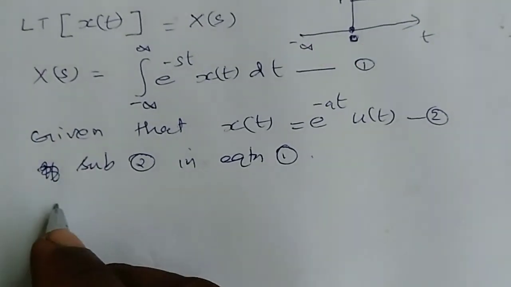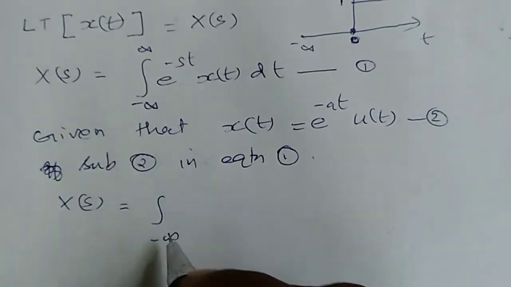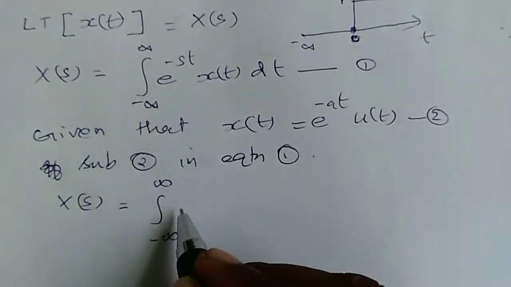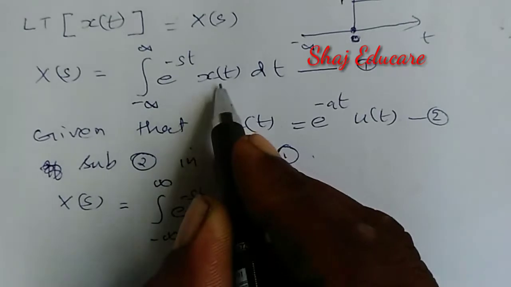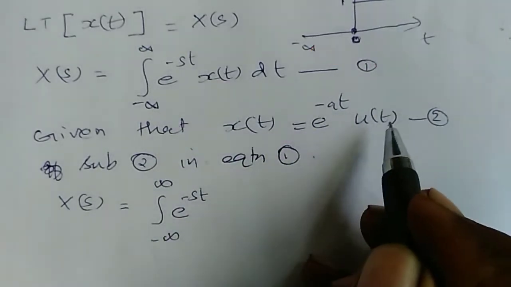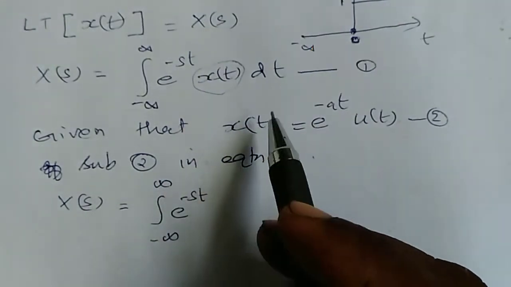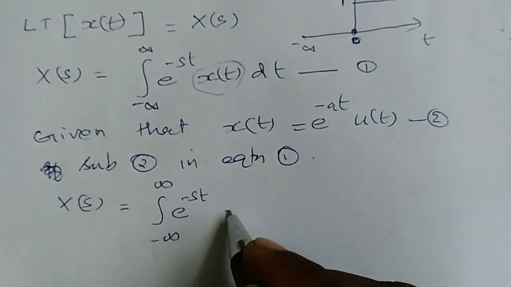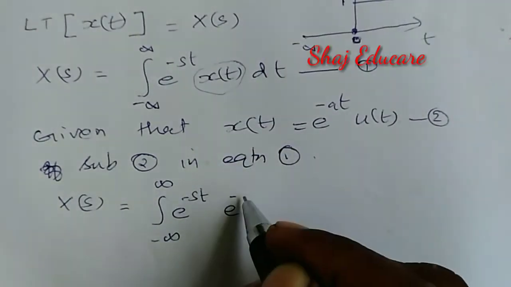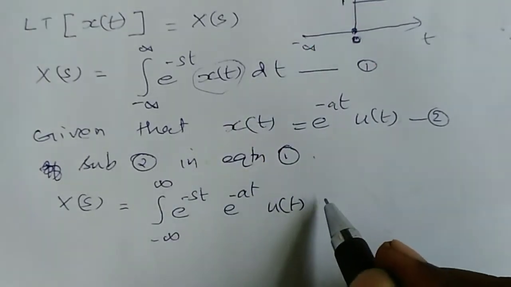X of s is equal to integral from minus infinity to plus infinity e raised to minus st. Then in place of x of t, we can write e raised to minus at u of t. Here we can replace with the corresponding signal given, e raised to minus at u of t, followed by dt.